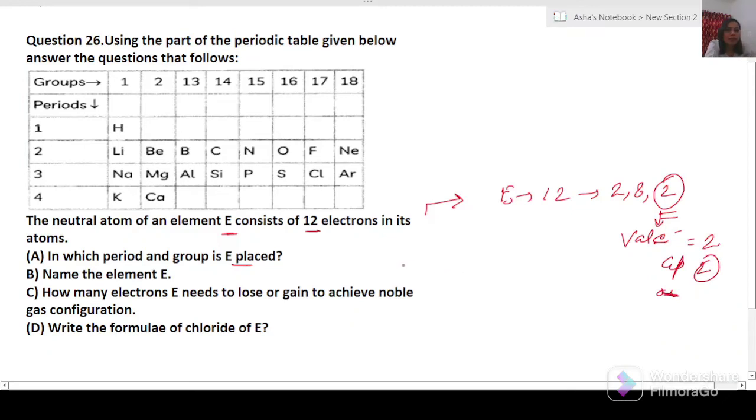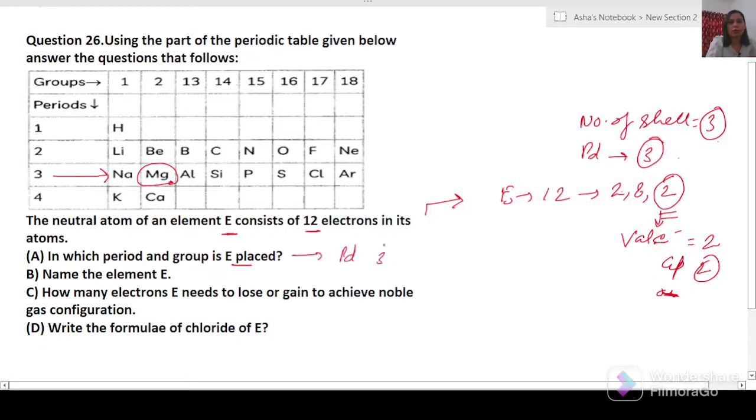So in which period and group? Period will be 3 because the number of shells is 3. This is period 3, and the valence electrons are 2 here, 2, 8, 2. So you can write: period will be 3 because the shells are 3, and it will be group 2 because the valence electrons are 2. Name the element E. Element E will be Mg.